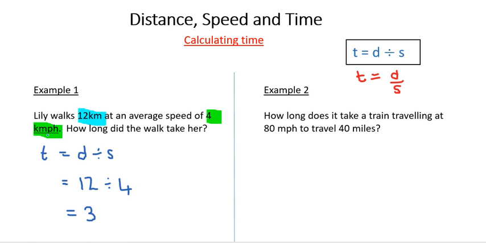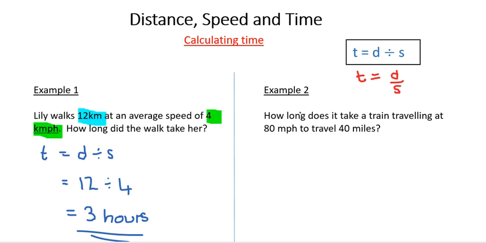Okay, so every hour, Lily is walking 4 kilometres. She's walked a total of 12 kilometres, so that must have been 3 hours she was walking for. So 3 hours would be our unit there. So a unit of time would be hours.